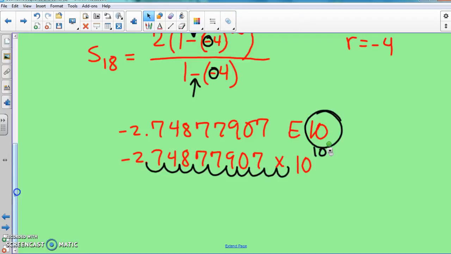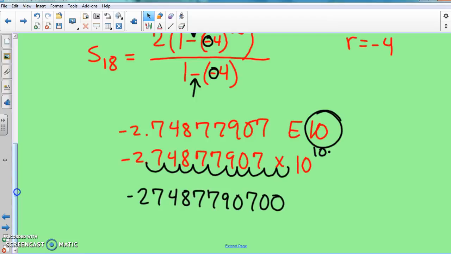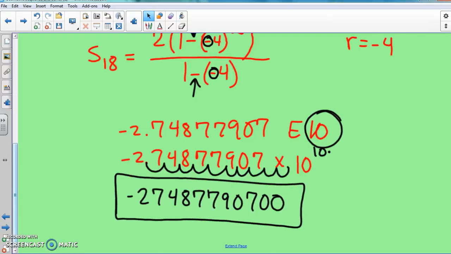And any blank spots that we have, what do we put there? A negative. And that's our final answer. That's a huge number. Really huge number.